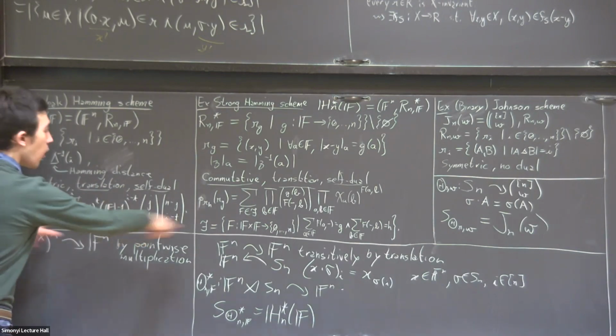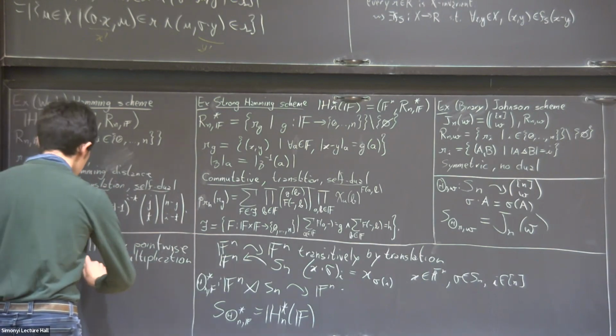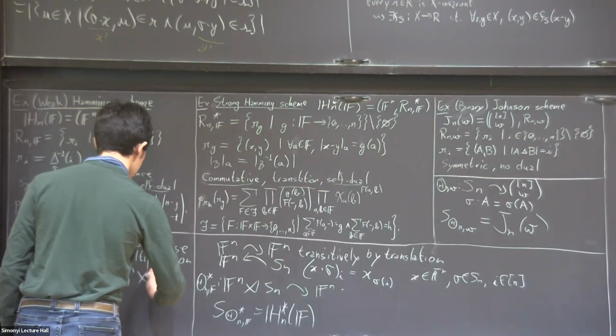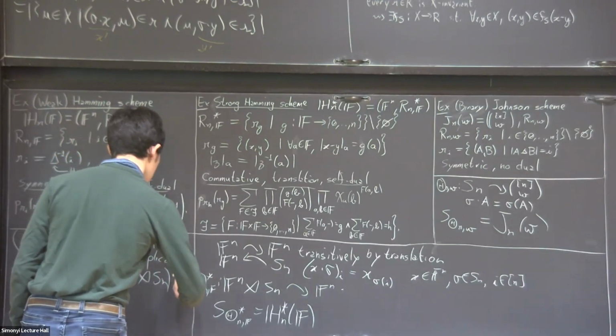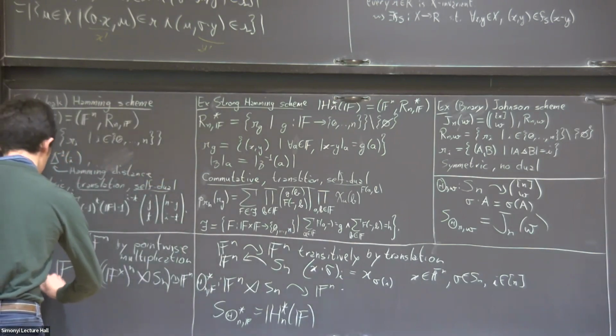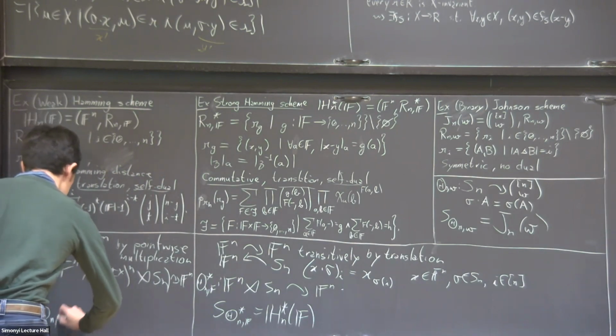So when I compose all these three actions into a complicated semi-direct product, which needs to be done in the correct order as well, then you're going to get that the corresponding action gives you exactly the weak Hamming scheme.